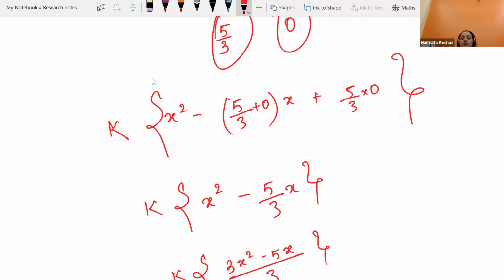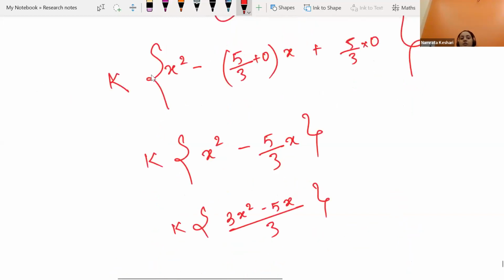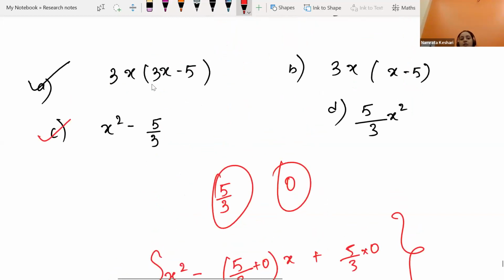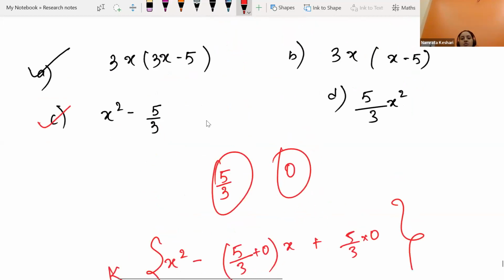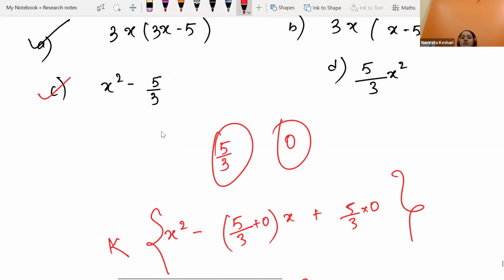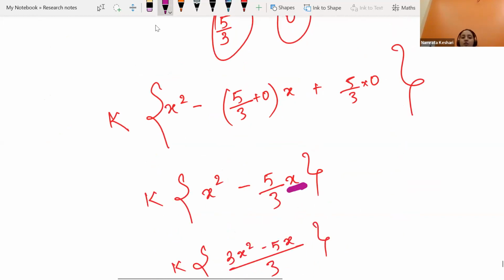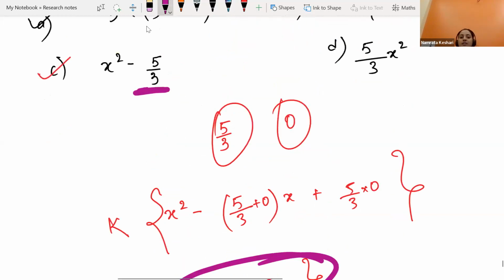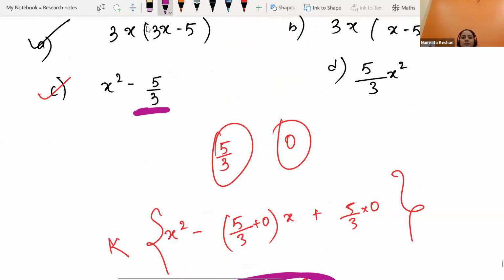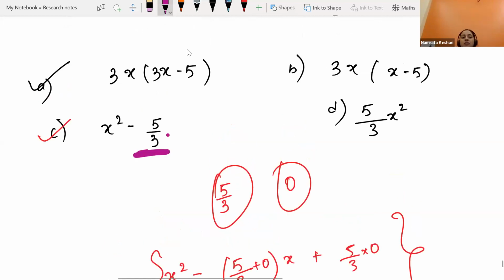Let's match option A. Option C is also not the correct option. Why? Because this 5 by 3 is not having x. If this 5 by 3 had x like this, then we could have said that by taking k as 1 this is a polynomial. But this is not having x. Can you see? Adyan? Yes, ma'am. Okay, x is not there, so we will not make a mistake. So C is not a correct option.